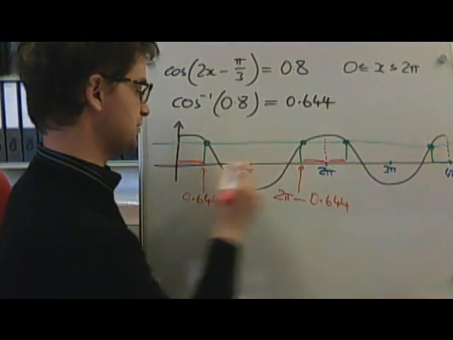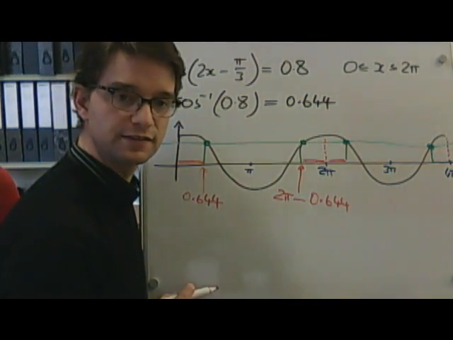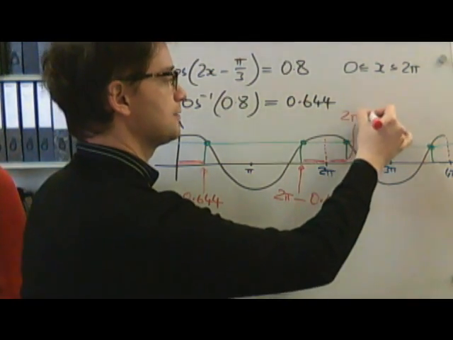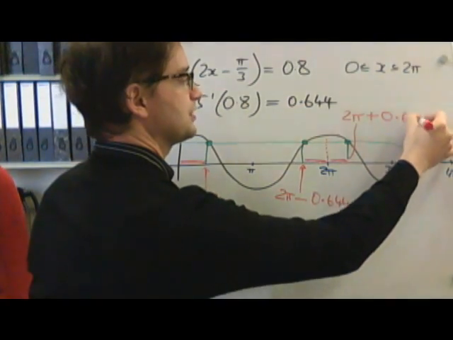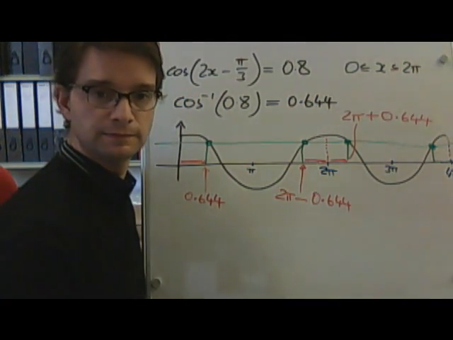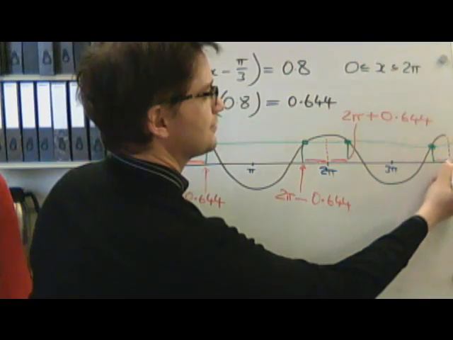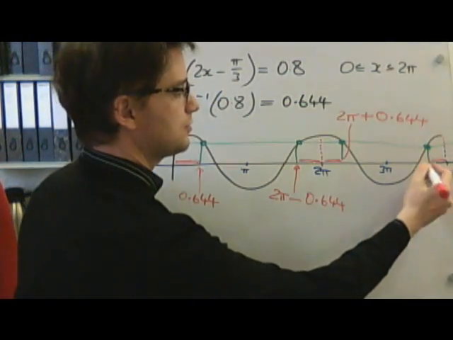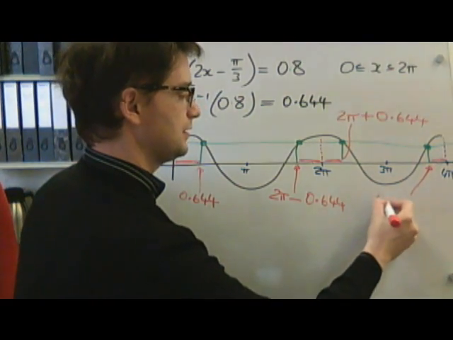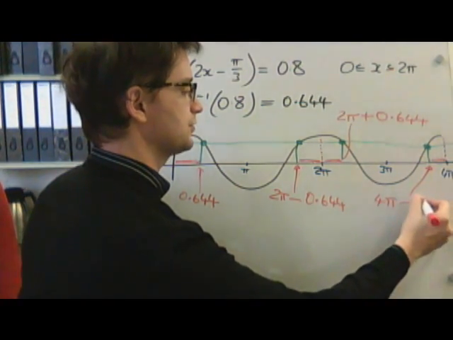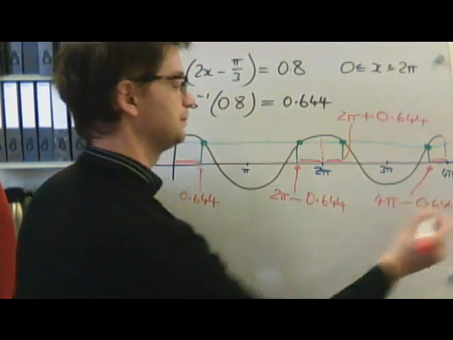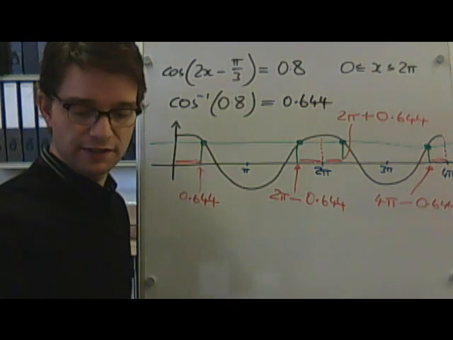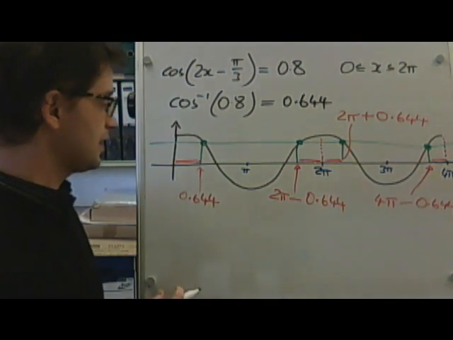This distance is the same as this distance, is the same as this distance. And so this value must be 2 pi plus 0.644. And then to finish off, this distance here is the same as all the rest of them. And so this value is 4 pi minus 0.644. So it's the same sort of symmetry ideas that we've used before over and over again.